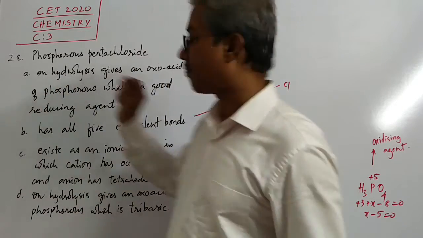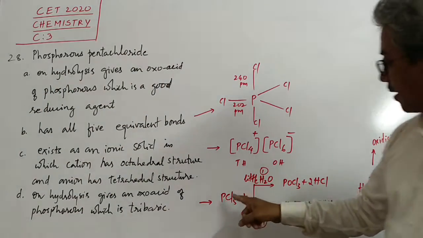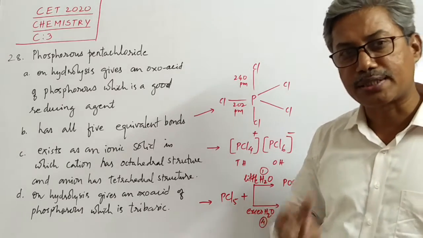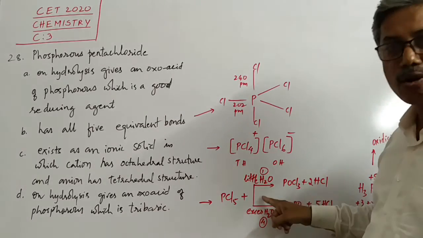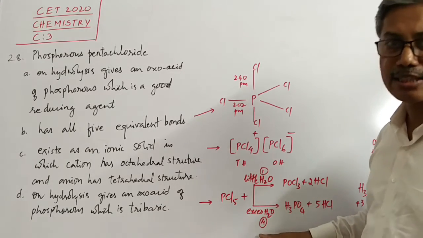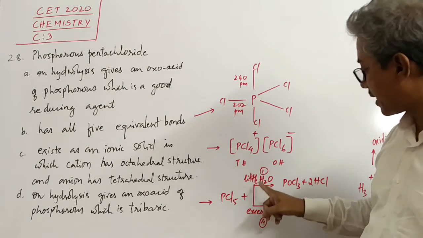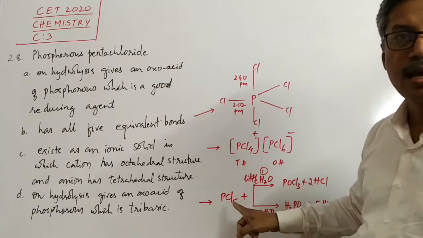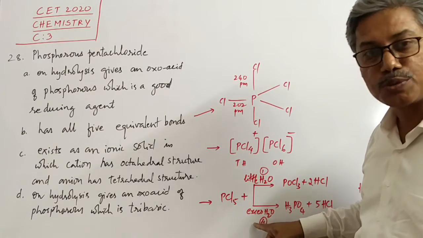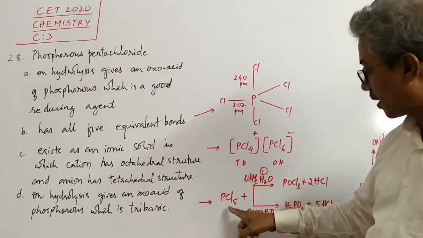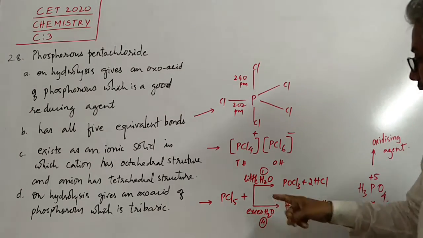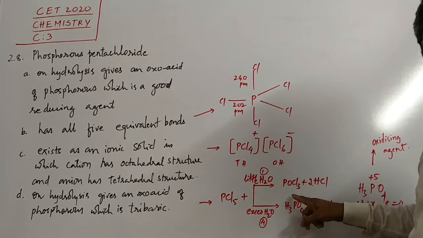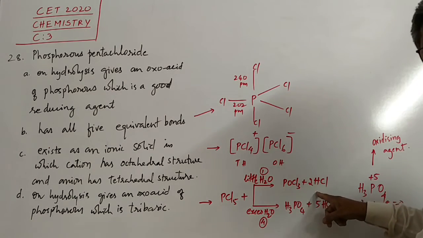Let us check. See, students, phosphorus pentachloride undergoes hydrolysis in two ways: one with little water and another with excess of water. Little water means, say, you take 1 mole of water. And if you say excess H2O, then you take 4 moles of H2O for 1 mole of PCl5. With little water, PCl5 undergoes hydrolysis to give phosphorus oxychloride and 2 HCl.